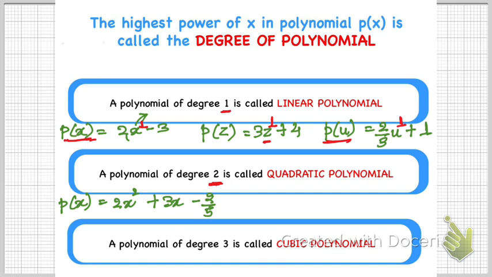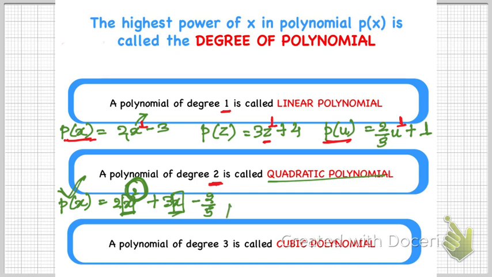So here the variable terms are x² and x. The highest power of x is 2, and this 2 is the degree of the polynomial. Therefore this is a quadratic polynomial. This p(x) is a quadratic polynomial.